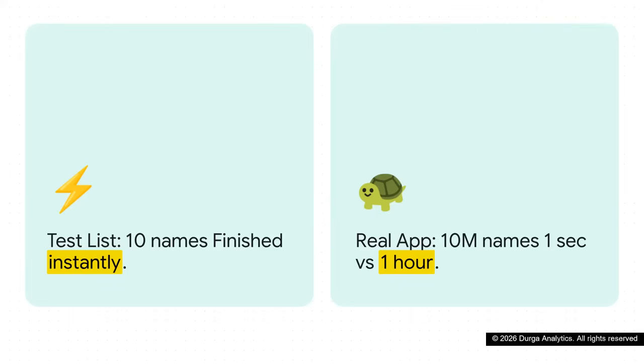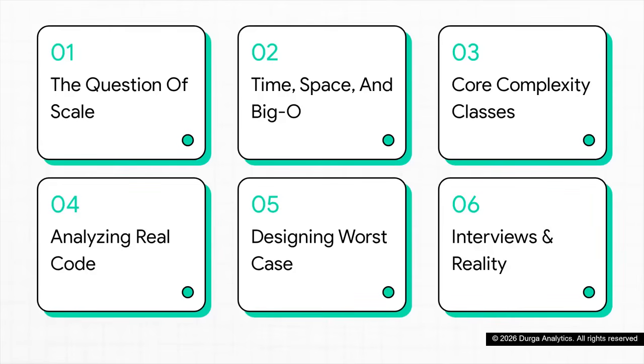So picture this. You've got two programs that both sort a list of names. On your tiny little test list of 10 items, they both finish instantly, right? They seem equally good. But out there in your real application with 10 million users hammering your servers, something drastically changes. Suddenly, one program finishes in a single second and the other takes a grueling hour. They looked identical on small inputs, but they're literally worlds apart under real load. The difference here isn't raw machine speed, it's how each program's cost grows as the input gets bigger. Today's explainer is going to show you exactly how to prevent that massive production crash.